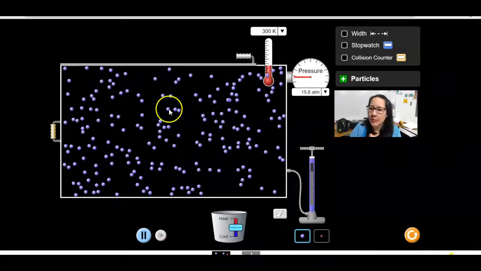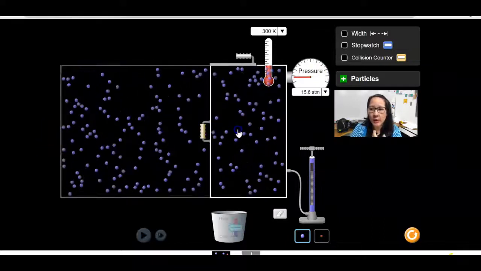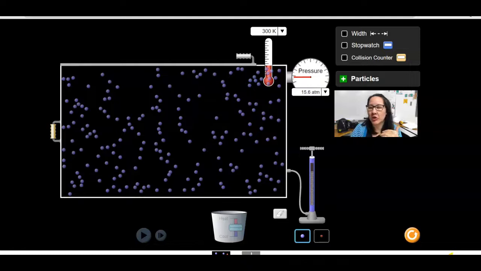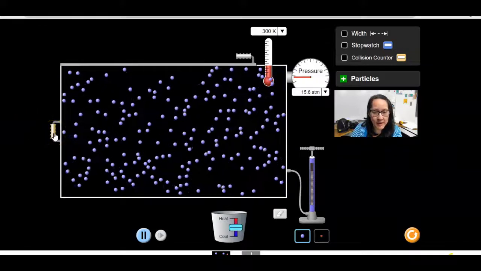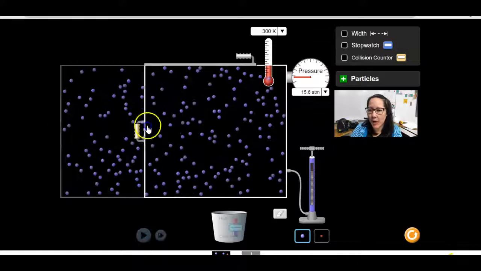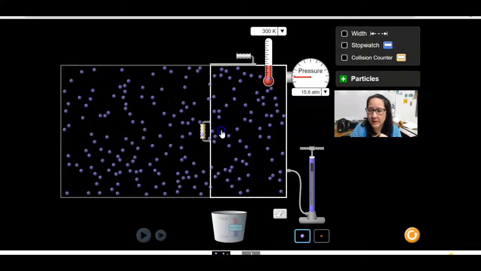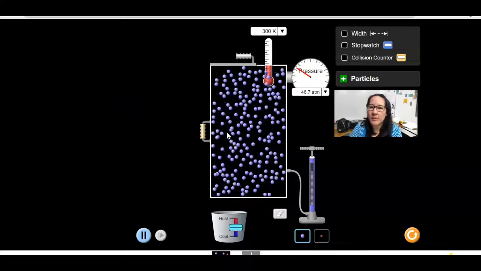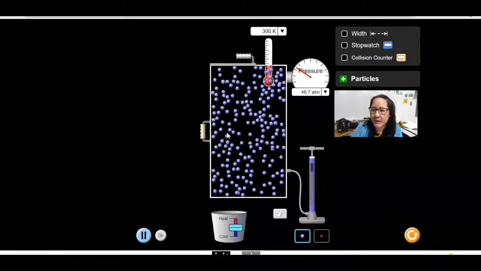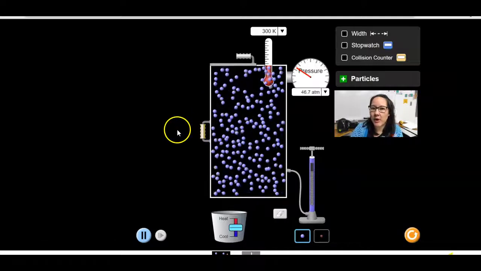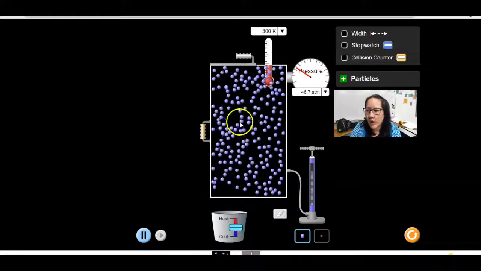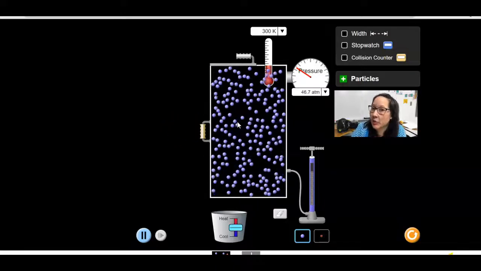For our final example, because our container can only get this large, I'm only going to be able to show you what happens if I reduce it by 1/3. So notice that the pressure currently is 15.6 atmospheres. If I reduce the container size by 1/3, see there's 1/3 the size of the container, what will happen to the pressure? The pressure is going to multiply times 3. It was 15 atmospheres, now it's about 46 atmospheres. So just decreasing the volume of the container by 1/3 would cause the pressure to increase by times 3.